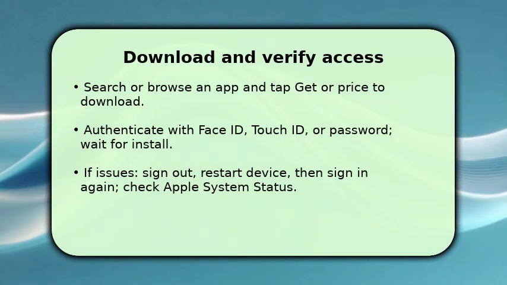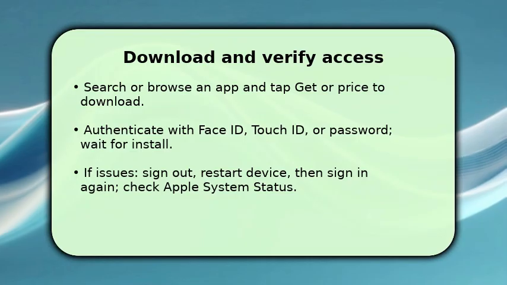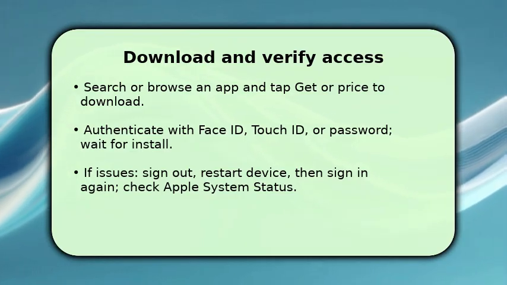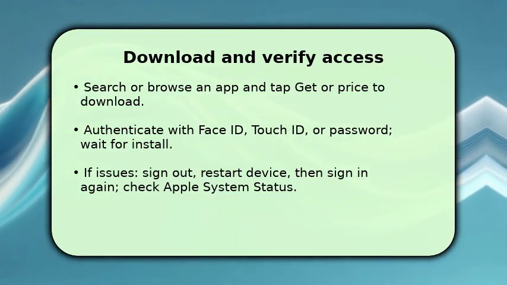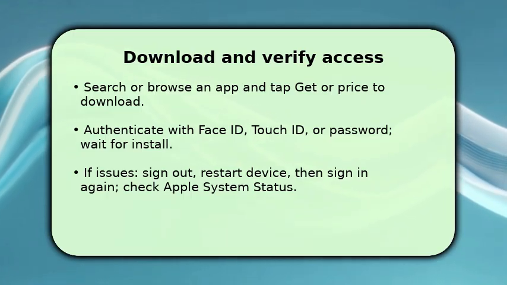Finish by downloading an app to verify the connection works. Search or browse, tap Get or the price, then authenticate using Face ID, Touch ID, or your password. Wait for the install to complete and open the app to confirm functionality.